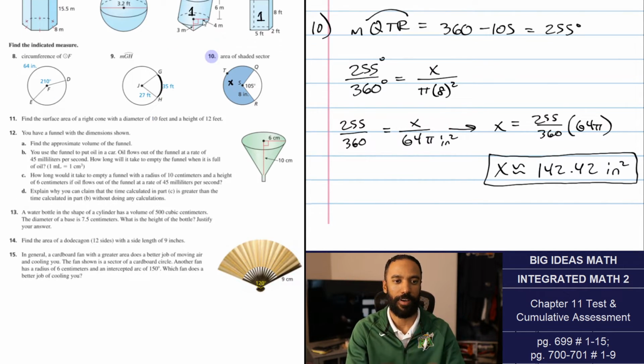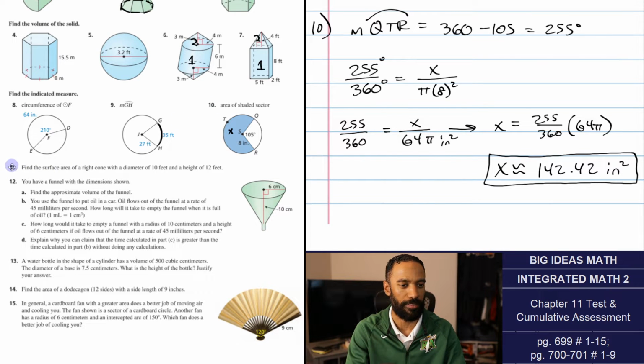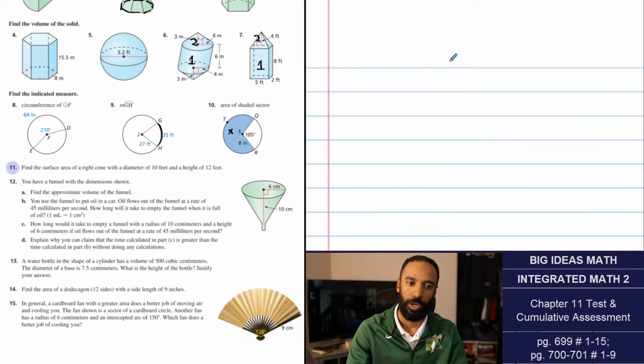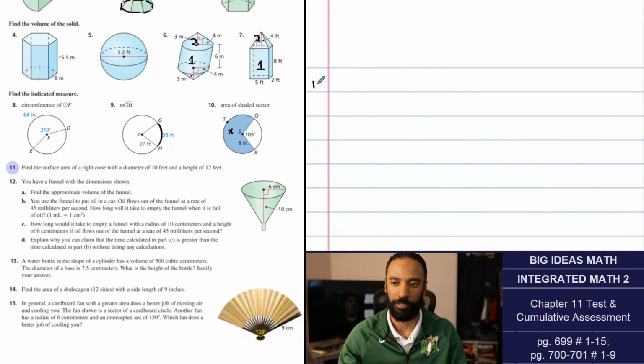Let's move forward to the last 5 of the chapter test portion. Number 11. Find the surface area of a right cone with a diameter of 10 feet and a height of 12 feet. Let's draw out what that looks like. Not number 12, number 11.